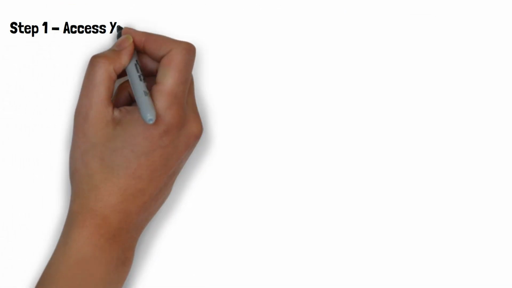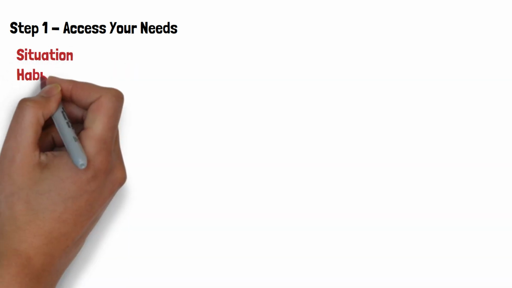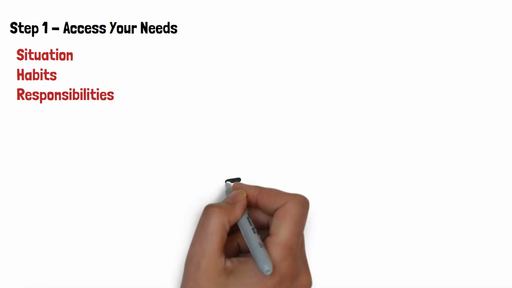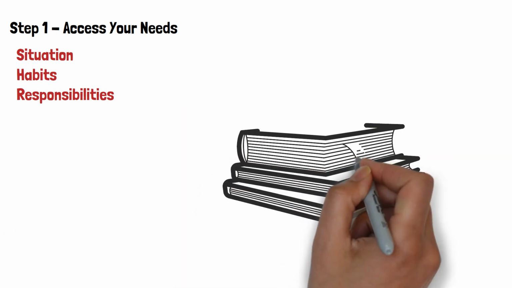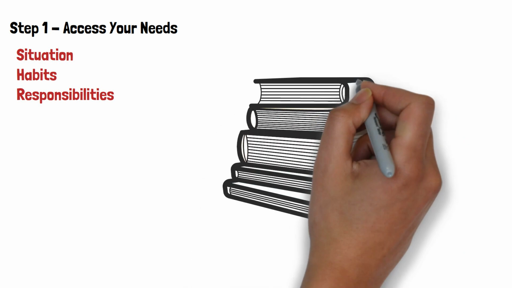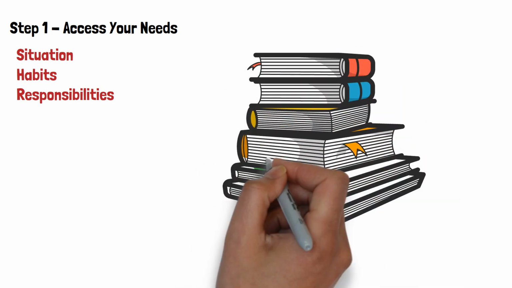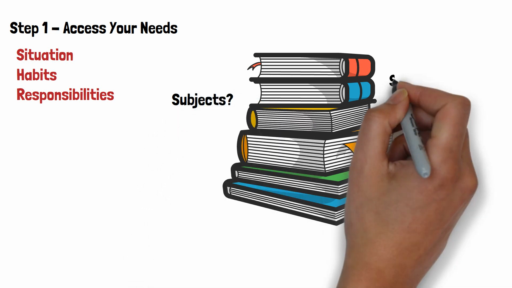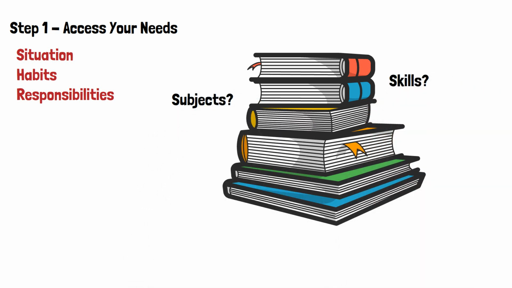Step 1. Assess your needs. The first step in creating a study schedule is to assess your needs. This includes evaluating your current situation, your study habits, and your personal responsibilities. Consider the following questions. What subjects do you need to focus on? If it is for school, what classes do you need to study for? Or, if it is for work, what skills do you need to focus on? How much time do you have available to study each day or week?